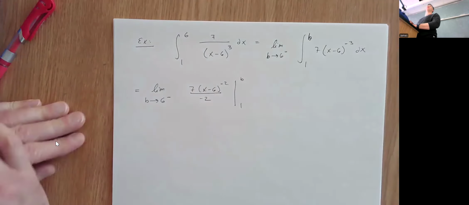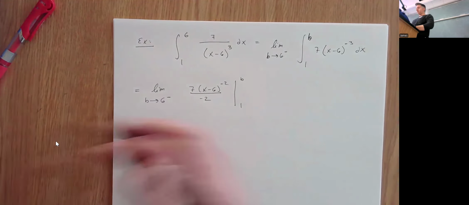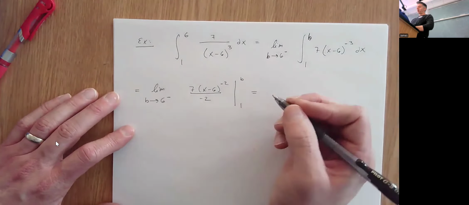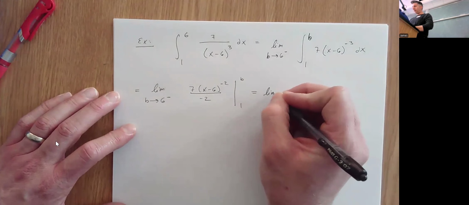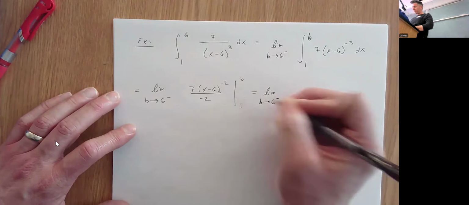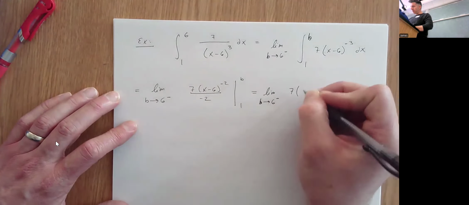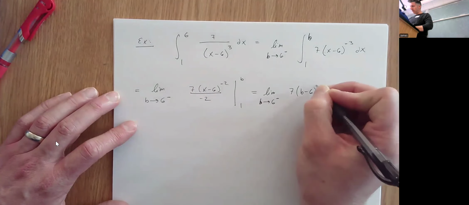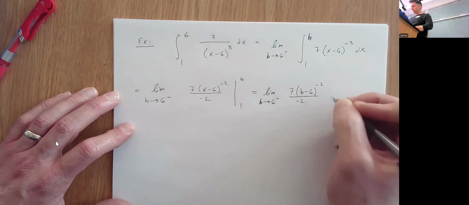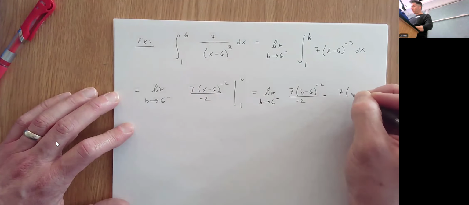Now here's where it's easy to fool yourself. Let me write out what I would say is not wrong, but not helpful. If I write this in the following way, the limit as b approaches 6 from the left, and let's be super careful that my b's and my 6's look different. Here I'm going to have 7 times b minus 6 to the negative second over negative 2, minus 7 times 1 minus 6 to the negative second.